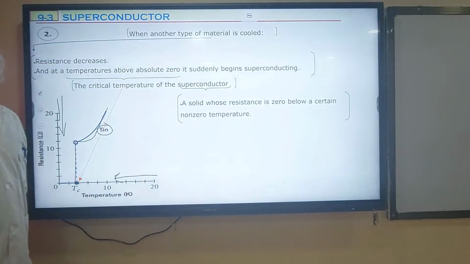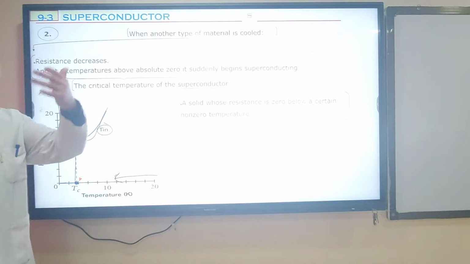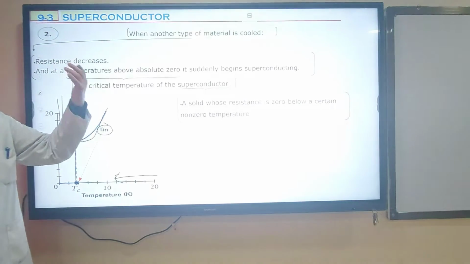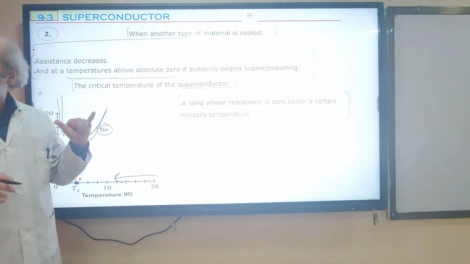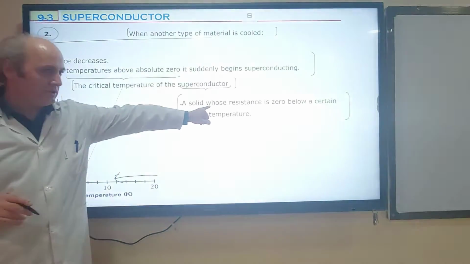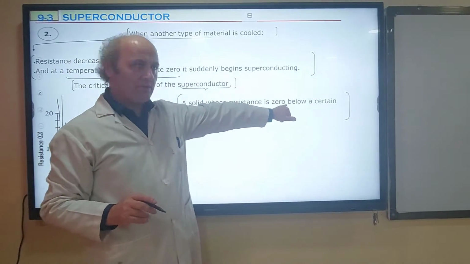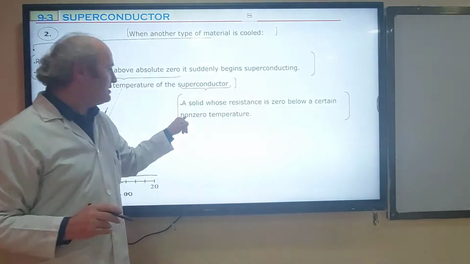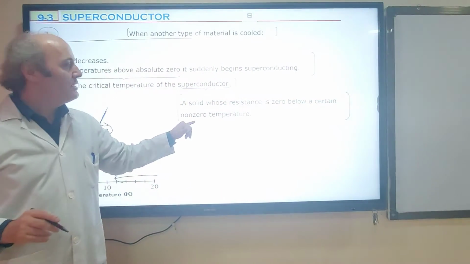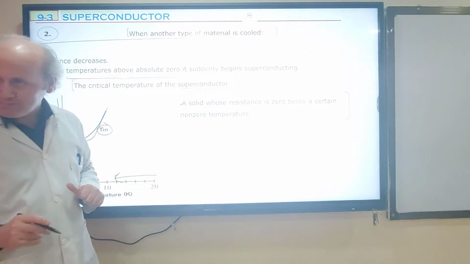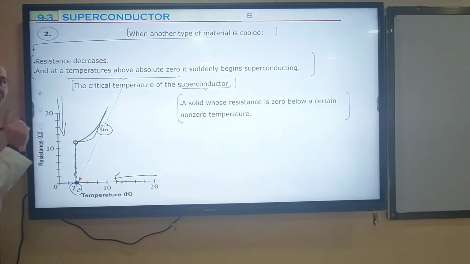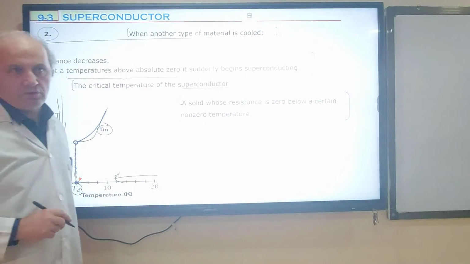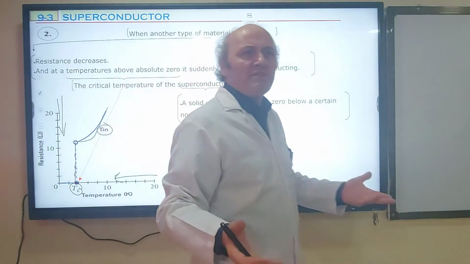Any solid which gets zero resistance below a critical temperature is called a superconductor. A solid whose resistance is zero below a certain non-zero temperature is called a superconductor. That certain temperature is named the critical temperature. The critical temperature for different substances can be different.